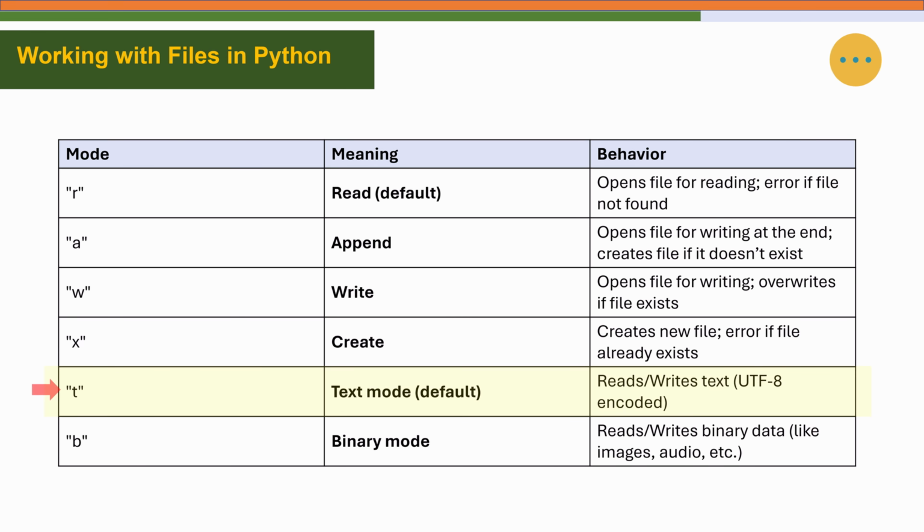Now in addition to these, you can specify whether the file is opened in text or binary mode. T is for text mode, which is the default, and it means Python will read and write human-readable strings, especially encoded in UTF-8. B is binary mode, which is used when working with non-text files such as executables, audio and image files. So when you combine these, you might use RB for reading a binary file or WT for writing text explicitly, though text is the default.